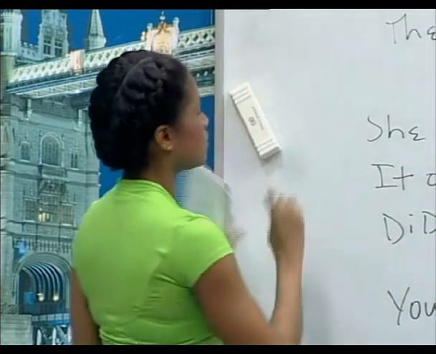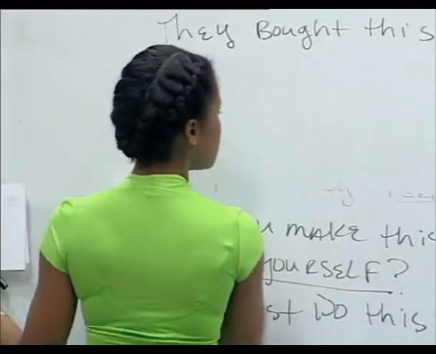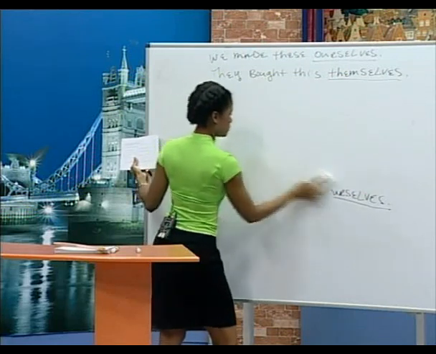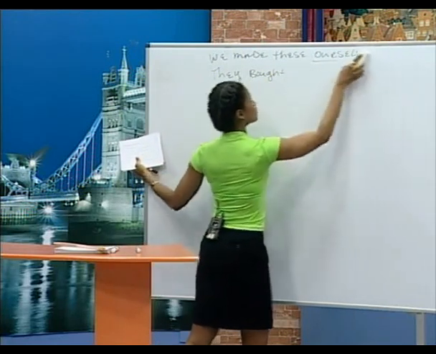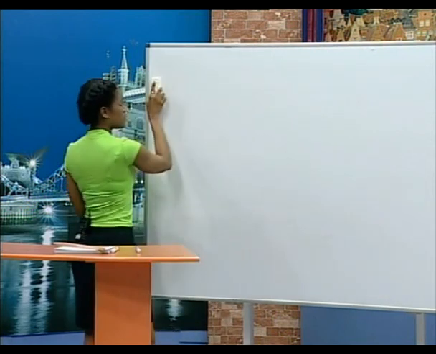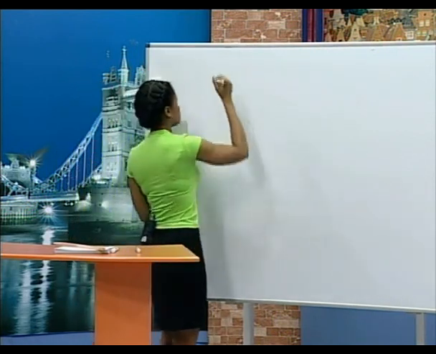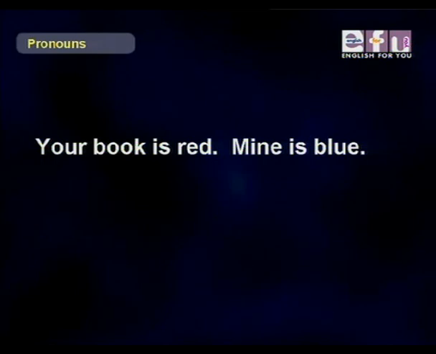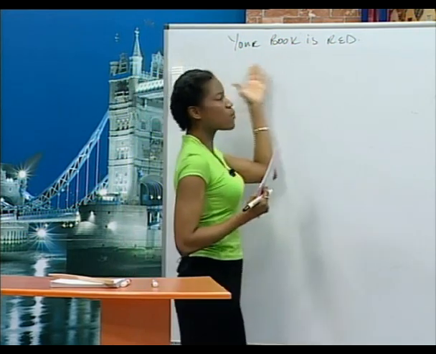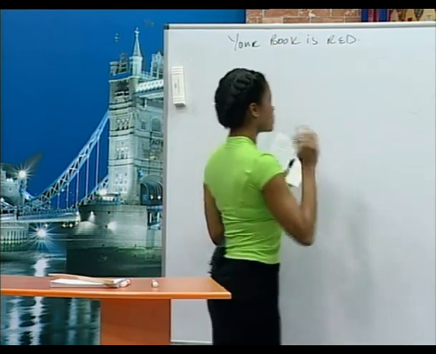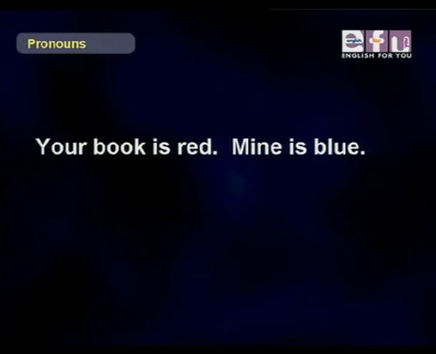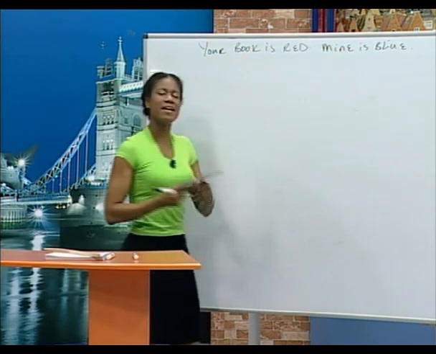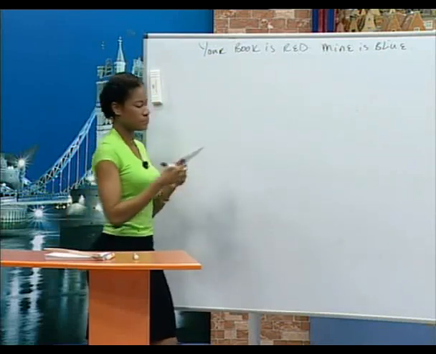So now let's talk about possessive pronouns. These are new to you, so we need to practice them. Follow these examples. Your book is red. We know now we're talking about a book. So now I can say, mine is blue, meaning my book, but not necessary. We can say, mine is blue.